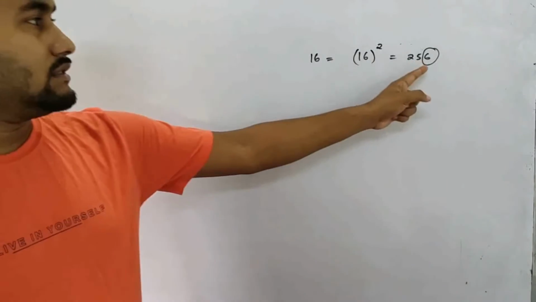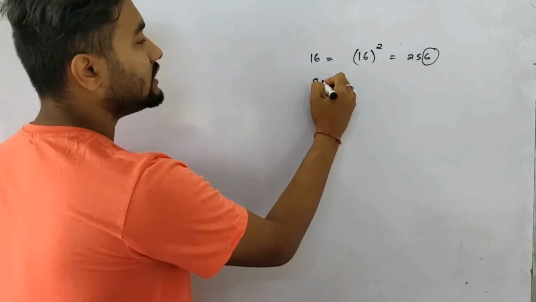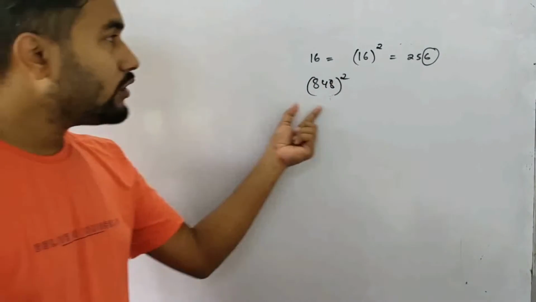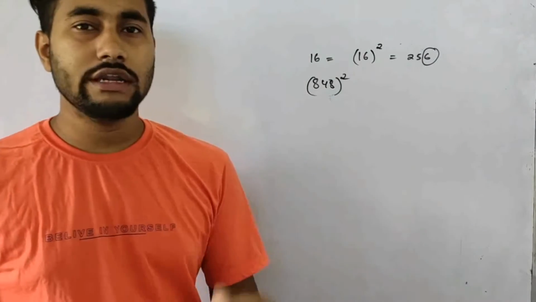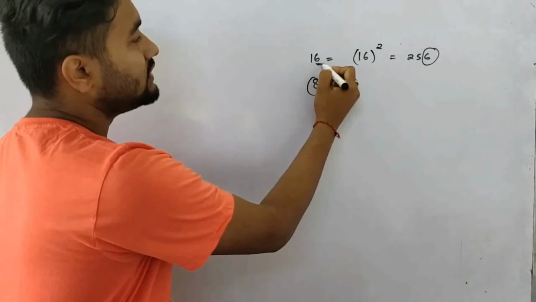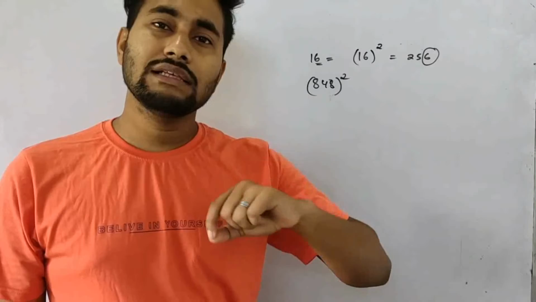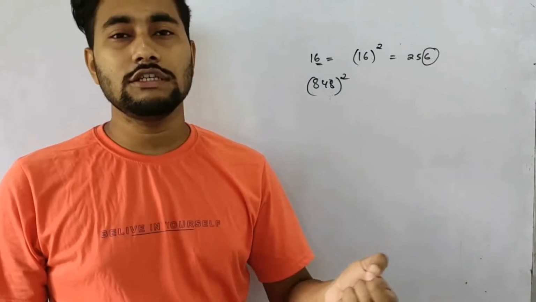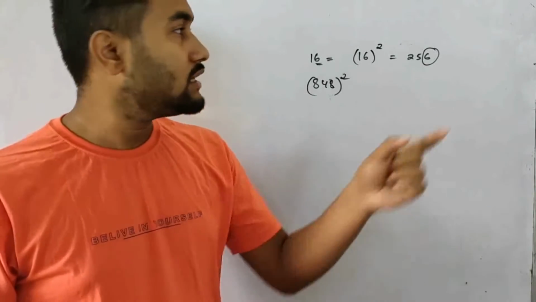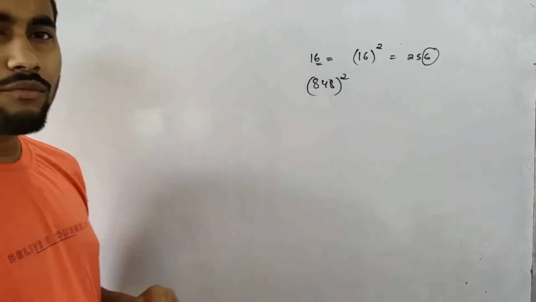Now to find this, you need not square the whole number. Say if I ask what is the unit digit of the square of 848, no need to multiply 848 into 848. There is a simple technique. Just look at the unit digit, 6. Multiply 6 with 6. 6 into 6 is 36. Again, what is the unit digit? 6. So your answer will be 6.